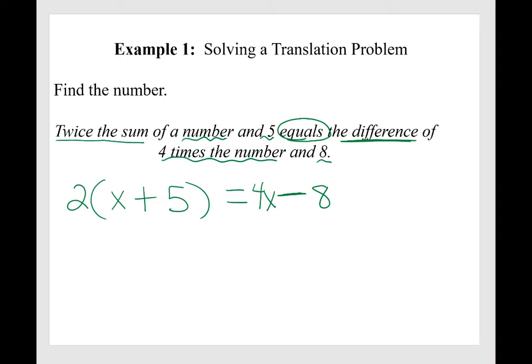This is the hardest part of the whole thing, getting this equation. Once you get the equation and you have to solve it, not so bad. But just getting this equation is the hard part. This is where you might have to practice a bit.